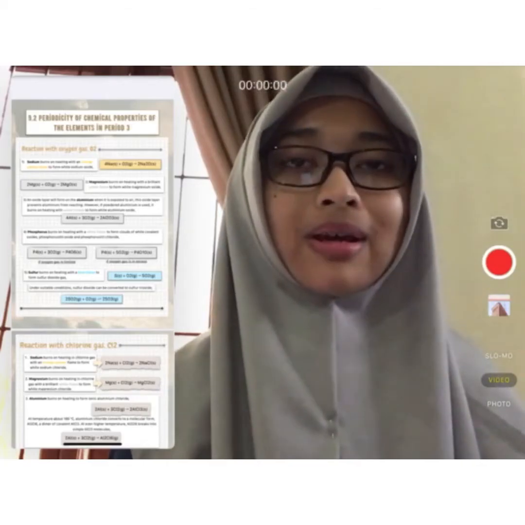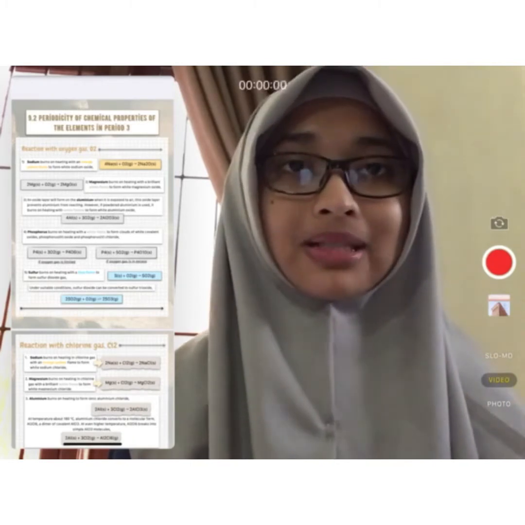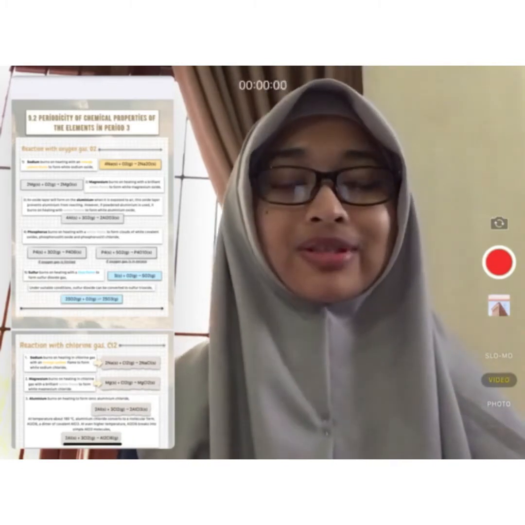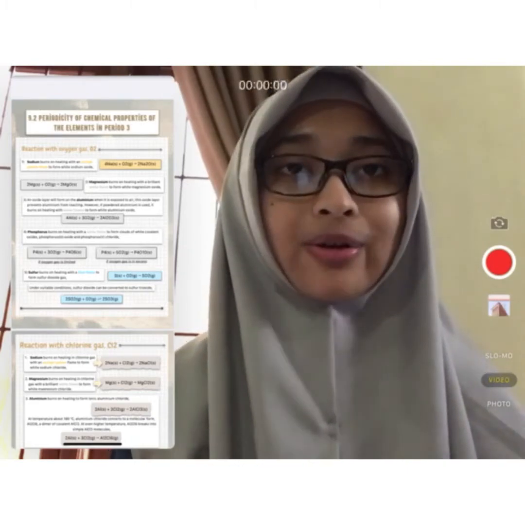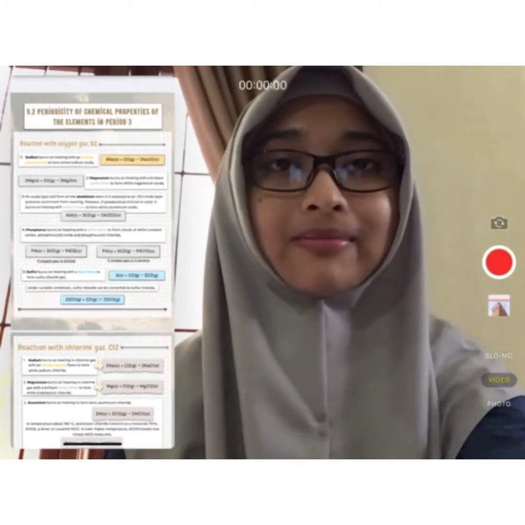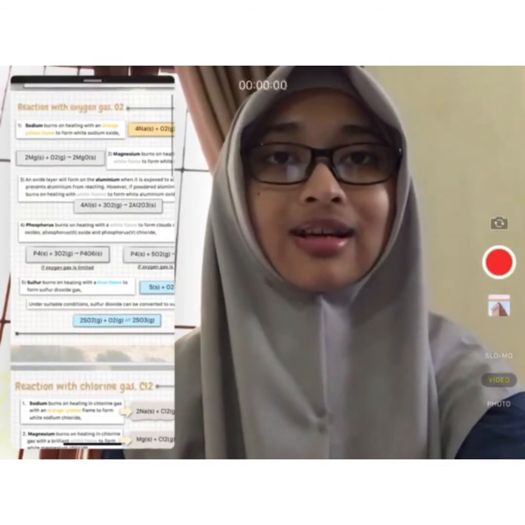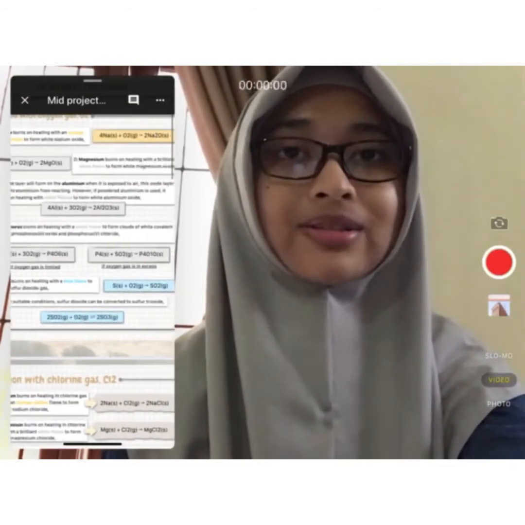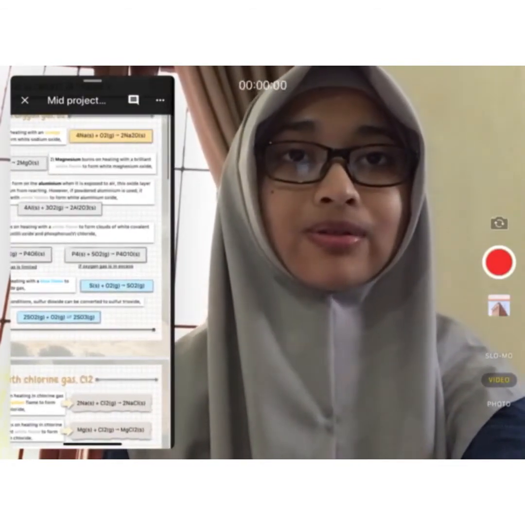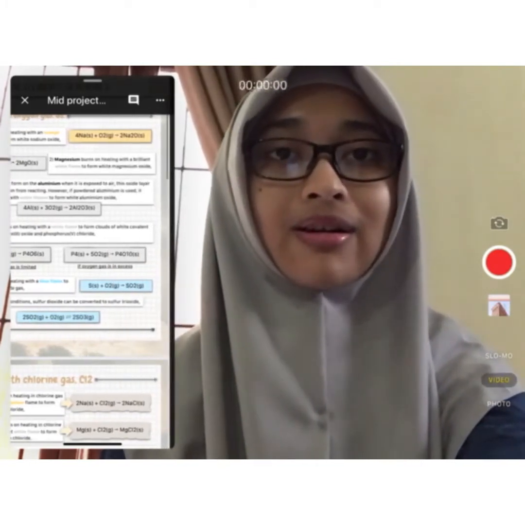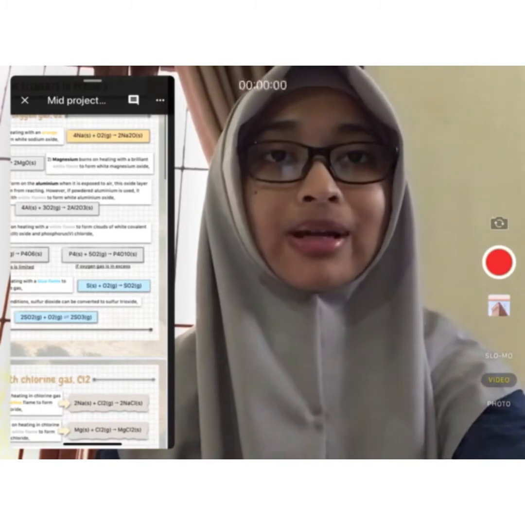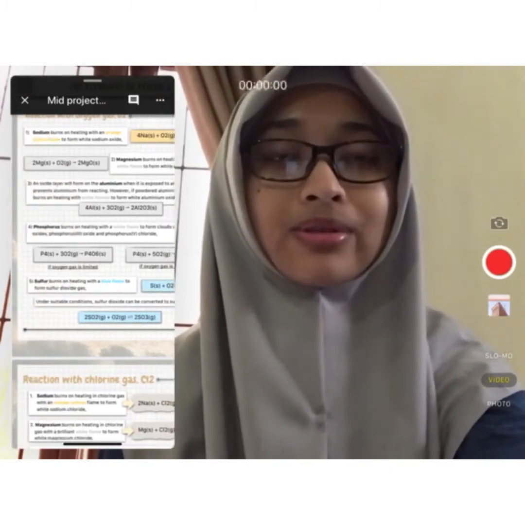The periodicity of chemical properties of the elements in period 3, and I am in charge of the A part. So the first one is reaction with oxygen gas, which is O2. The first one is sodium. Sodium burns on heating with an orange-yellow flame to form white sodium oxide, which is 4Na plus O2 equals 2Na2O. And then the second one is magnesium, which burns on heating with a brilliant white flame to form white magnesium oxide, which is 2Mg plus O2 equals 2MgO.